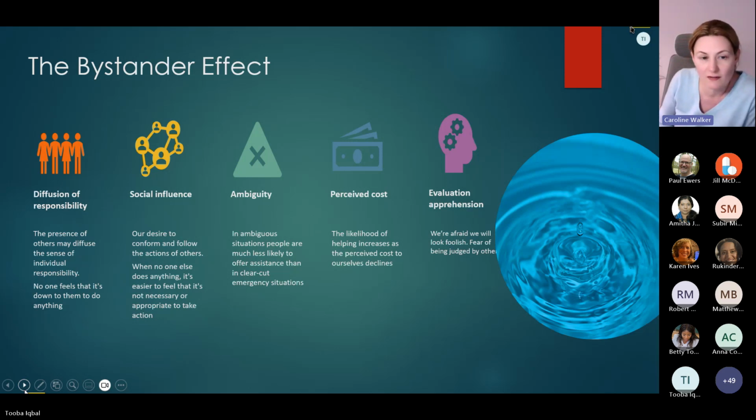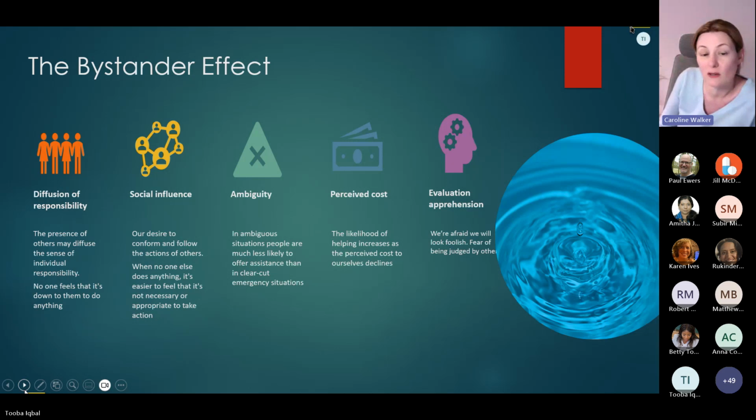And we have this innate social desire to conform to a team that we're working within, and we follow the actions of others as a path of less resistance. So when no one else does anything, it's easier to not do anything yourself, and that can allow behaviours to become normalised.